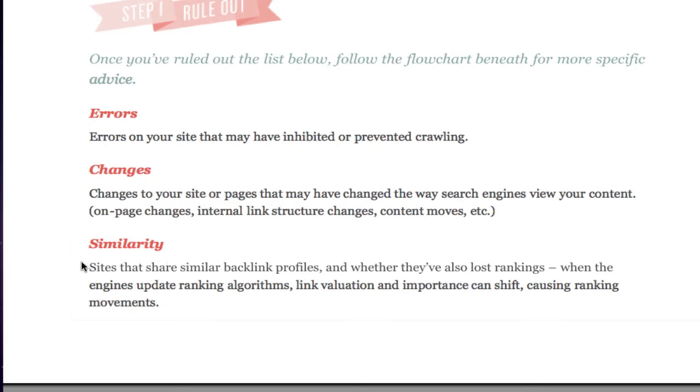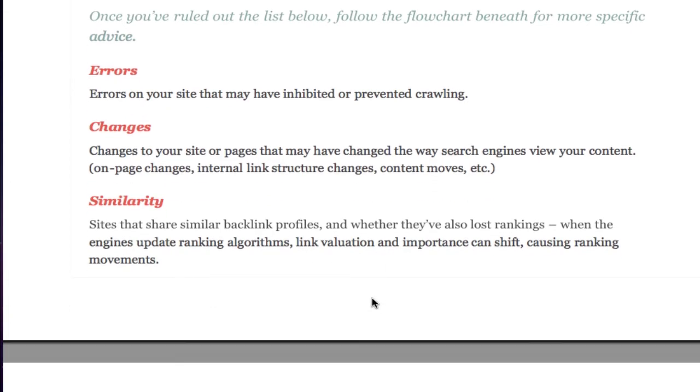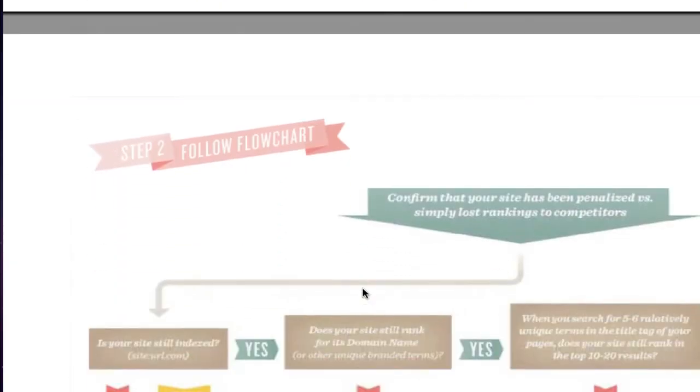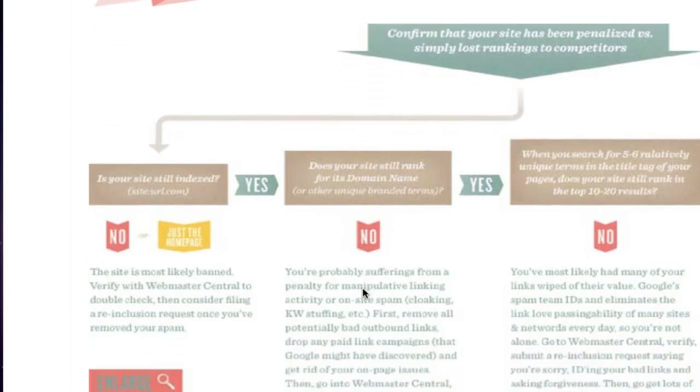3, under similarity, look at other sites that have similar backlink profiles to you and see if they have lost rankings just like you have. Sometimes when the search engines make ranking changes in their algorithms and the Google dance begins, for example, you move around in the rankings until things stabilize. So you want to check the algorithms and the link evaluation importance, all this kind of stuff that may have happened that may not be tied to a penalty.